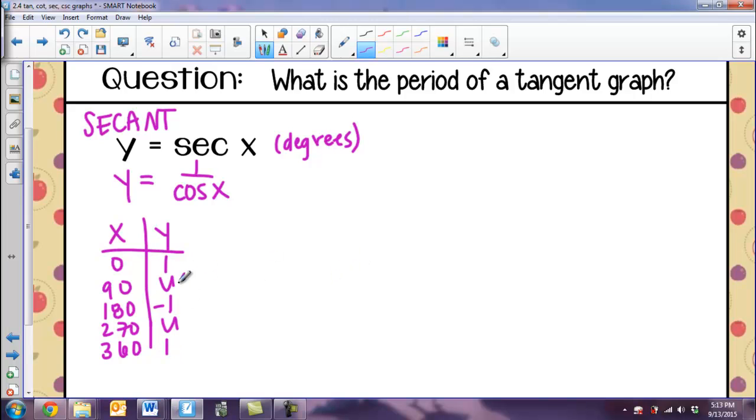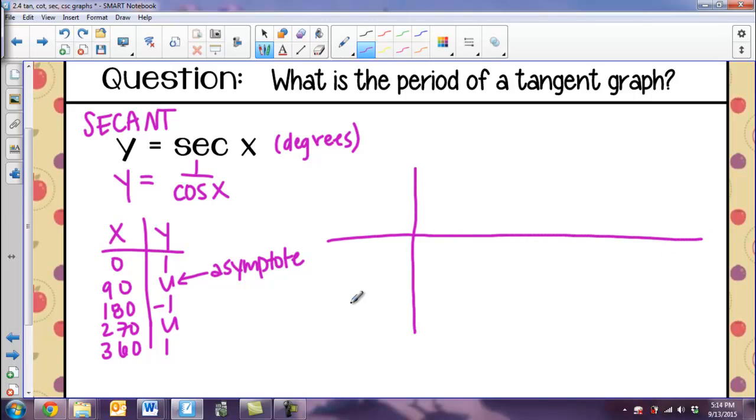So what's going to happen where you have an undefined value is you are going to have those asymptotes that you talked about with rational functions, because when I look here, I have a fraction. It's a rational function. So what I'm going to go ahead and do here is graph a couple of periods of cosine and then show you how you can get the secant graph out of there.